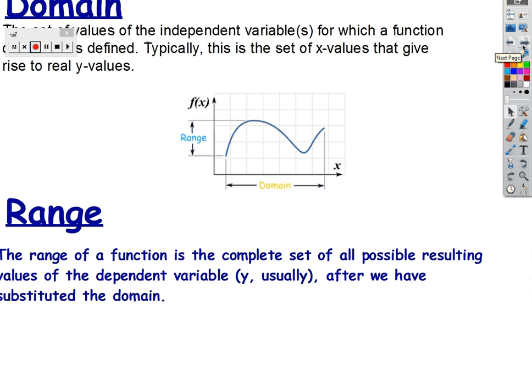Remember also that you can fast forward, rewind, and pause if needed. So this is not in your packet, this is just a review. If you remember domain and range, go ahead and fast forward.